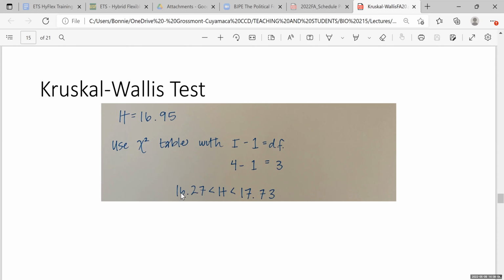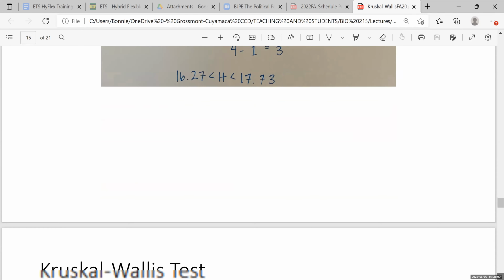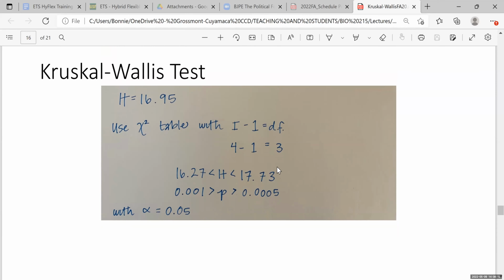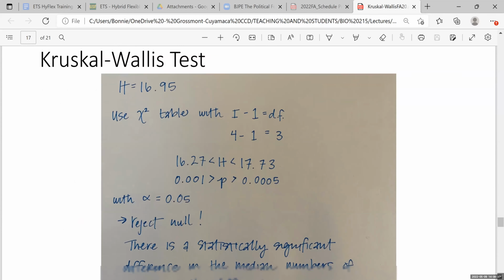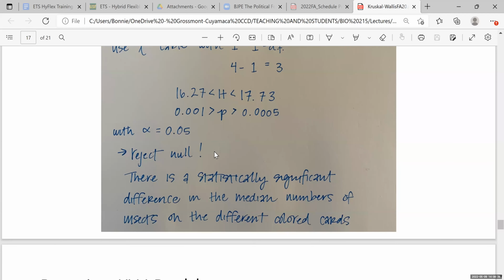So we're going to go to the top of the table and find the p-values associated with those values of chi-square. And we find that it's in between 0.001 and 0.0005, right? If we have an alpha of 0.05, is our p less than our alpha? Yes, our value of p is less than 0.001. That means it's less than 0.05. All right, we're going to reject our null hypothesis.